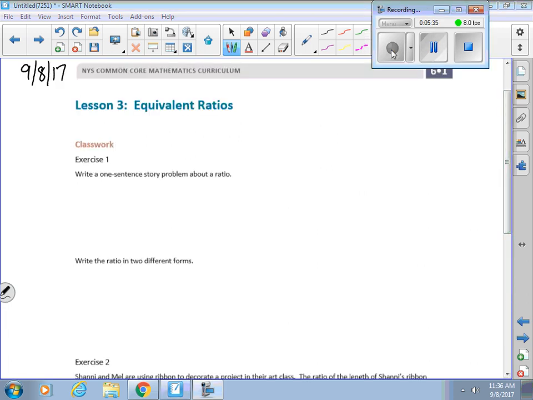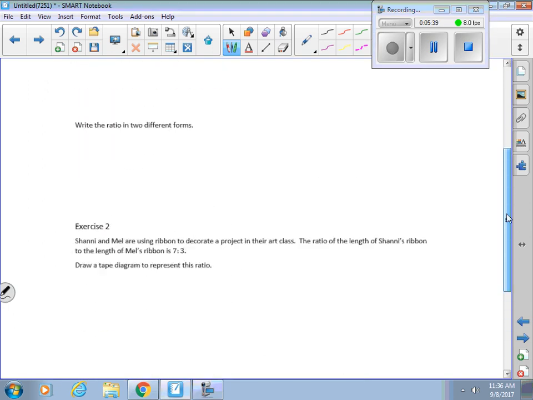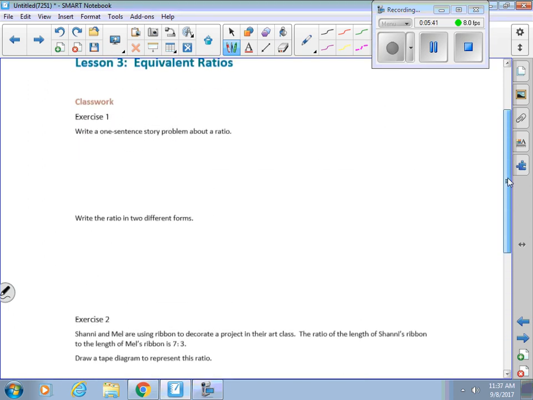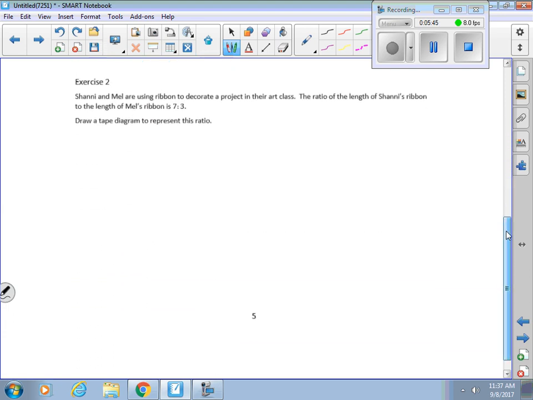Right, we are now on lesson 3, equivalent ratios, which is on page 5. So we're going to skip exercise 1 and go straight to exercise 2. Let's read that. It says, Shani and Mel are using ribbon to decorate a project in their art class. The ratio of the length of Shani's ribbon to the length of Mel's ribbon is 7 to 3. So again, the ratio of the length of Shani's ribbon to the length of Mel's ribbon is 7 to 3.